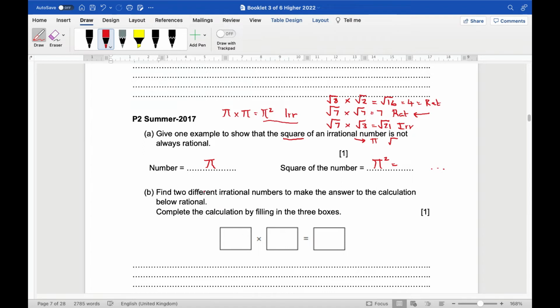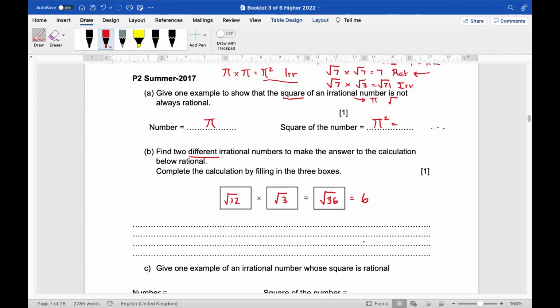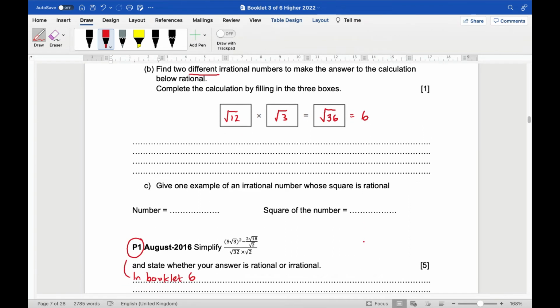Okay, part 2, and here's the interesting one. They've got to be different irrational numbers, and we want the answer to be rational. Well, my best bet here is something like the one I did here. Pick anything. We can go for the square root of 12, which we know is irrational, and the square root of 3, which we know is irrational. But when we multiply them we get the square root of 36, which is a square number, so that is 6. So the answer is rational. So 2 different irrational numbers that multiply to make a rational answer, and I can put those.